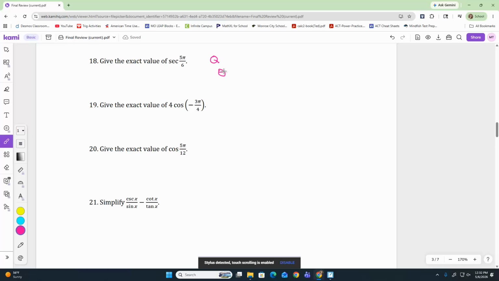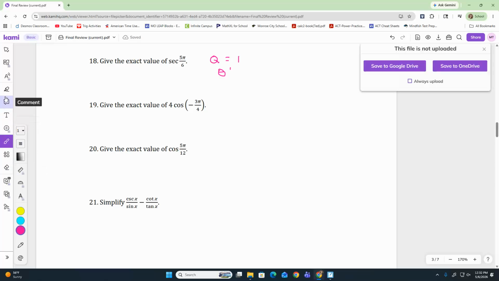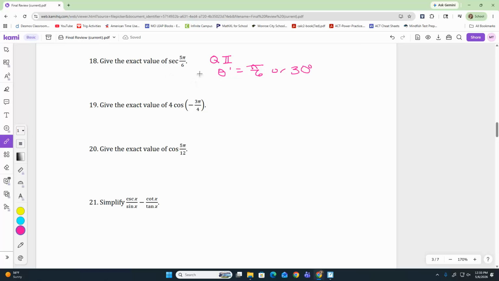What quadrant is 5 pi over 6 in? Quadrant 2. Yes. And reference angle, you can say pi over 6, or if you prefer to think in degrees, that's 30 degrees. Okay. Secant is the reciprocal of cosine. In quadrant 2, is cosine positive or negative? Negative. Okay, the cosine of 30 is what?